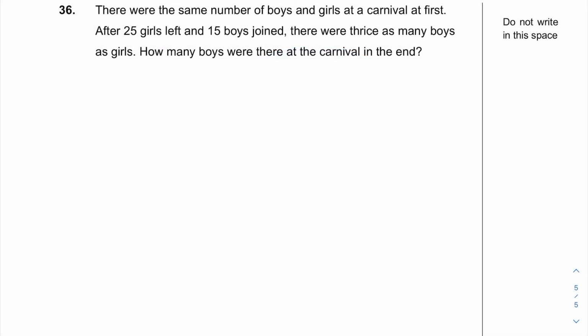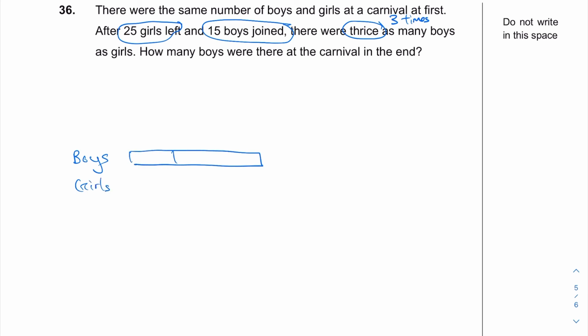Question 36, and congratulations for having made it this far. Let's take a look at the question. There are the same number of boys and girls at a carnival. And then after 25 girls left and 15 boys joined, there are now 3 times, okay, thrice means 3 times as many boys as girls. So let's draw my favorite figure in the world, a model. So in the end, there are 3 times as many boys as girls.